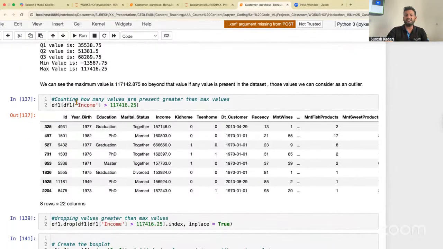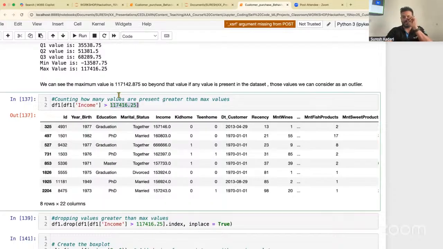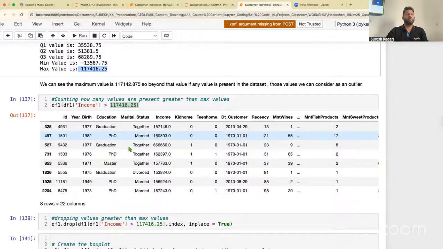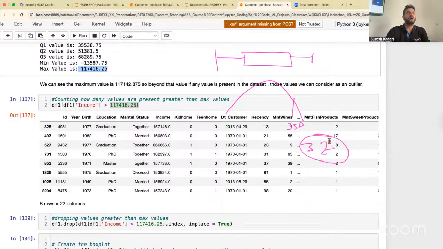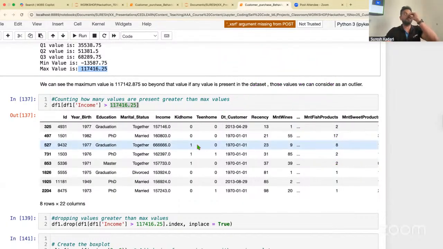Then I'm asking for any value that is more than that. I can take the IQR method, or I can say anything more than 3 standard deviations or 3 z-scores is an outlier, because 99.7% of the data will be within 3 standard deviations. Like that, we can follow any method.